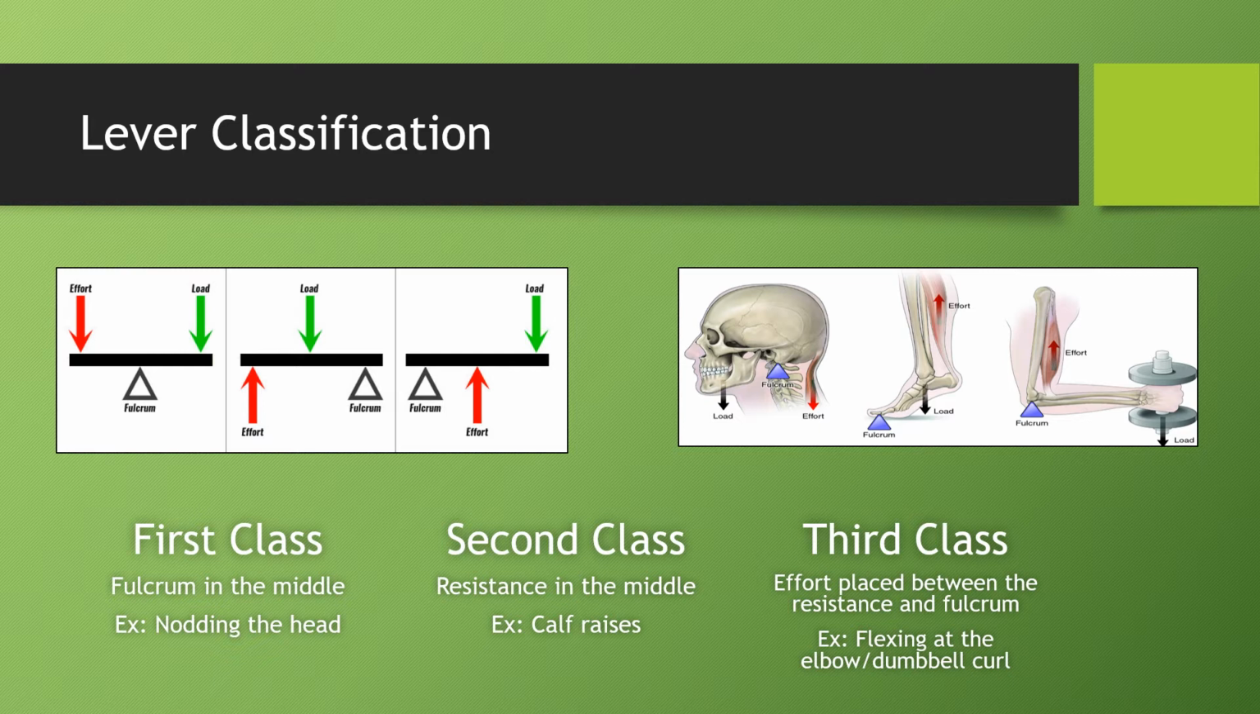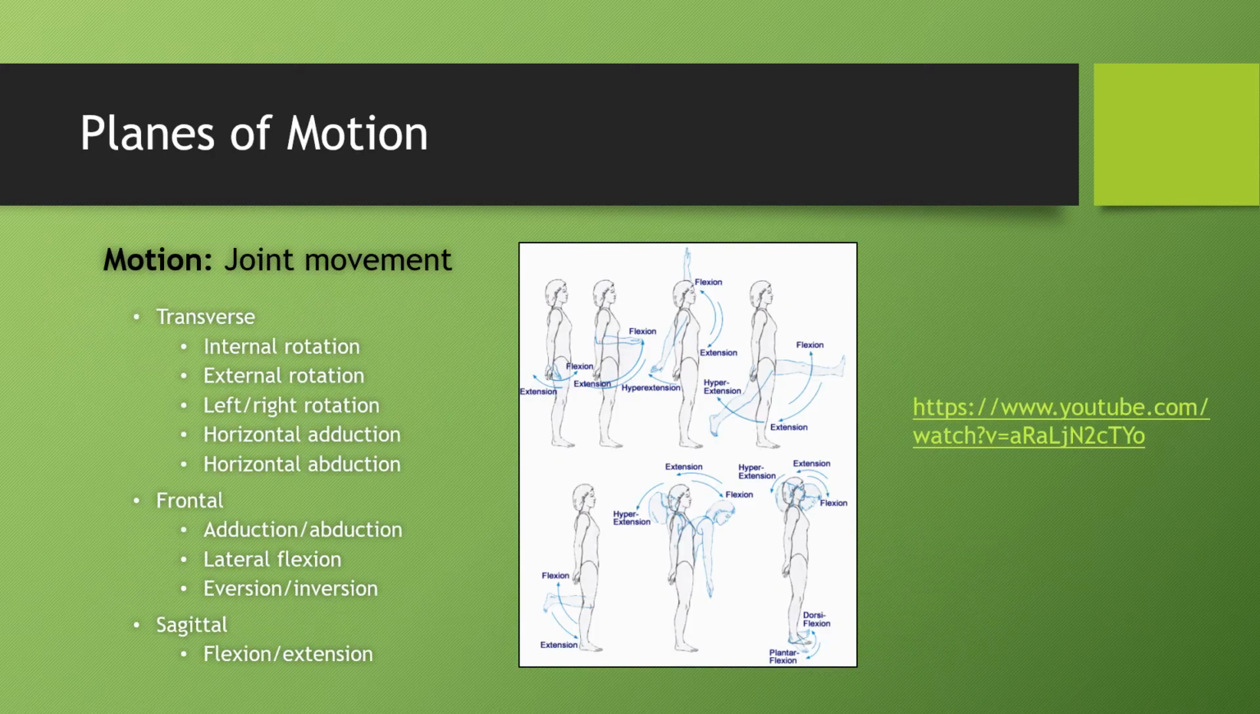The fulcrum is the elbow, the effort is applied by the bicep muscle, and the load is the weight in the hand. So now we'll look back again at the planes and apply the concept of motion or joint movement.